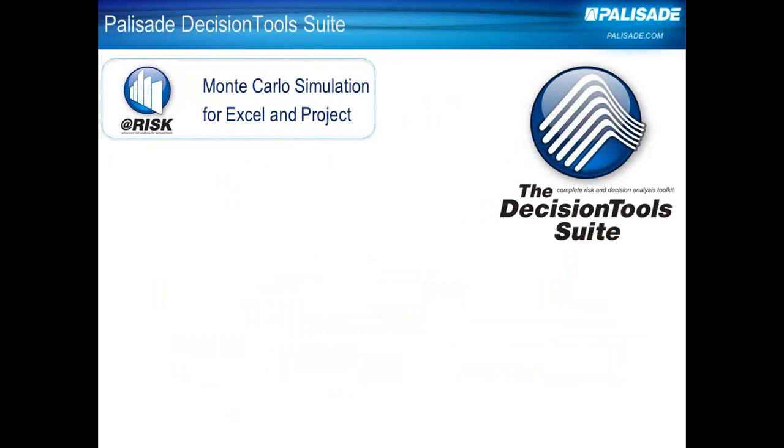We make a set of products which we call the Decision Tools Suite. It's a toolkit of different types of software capability.